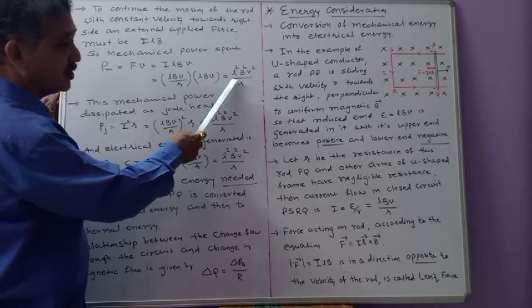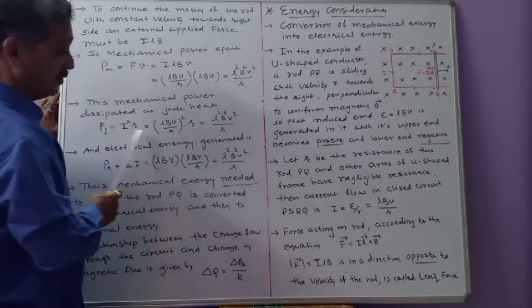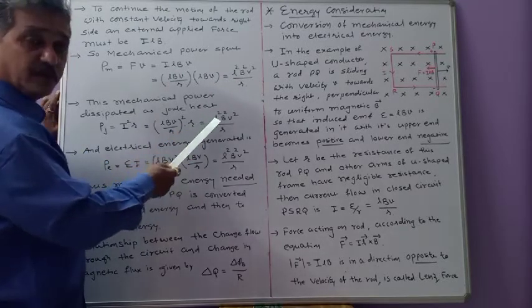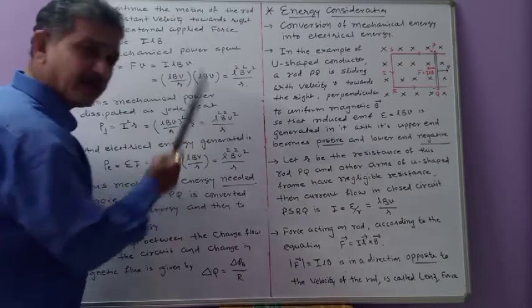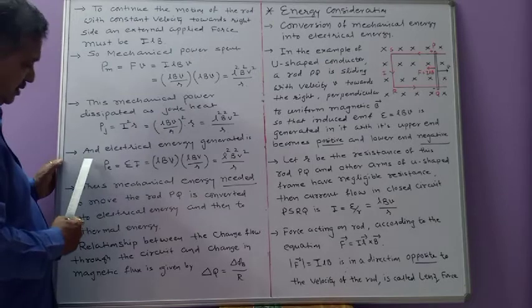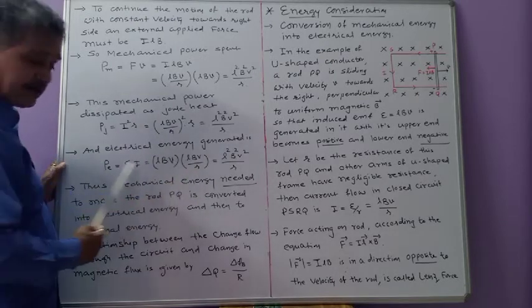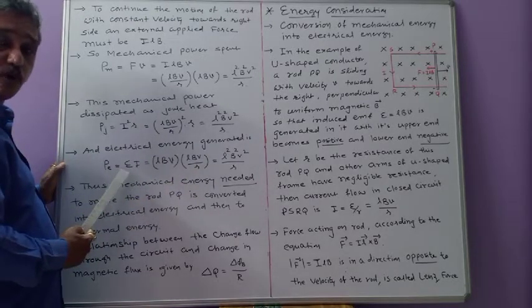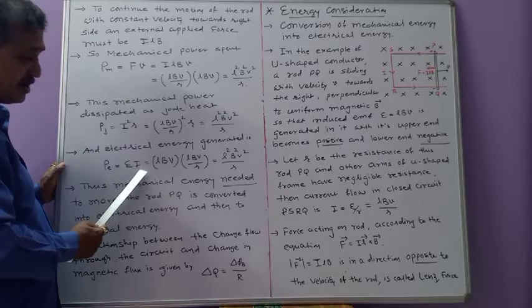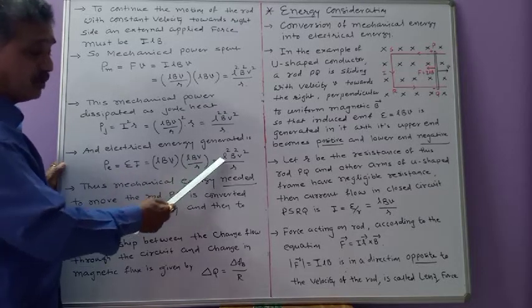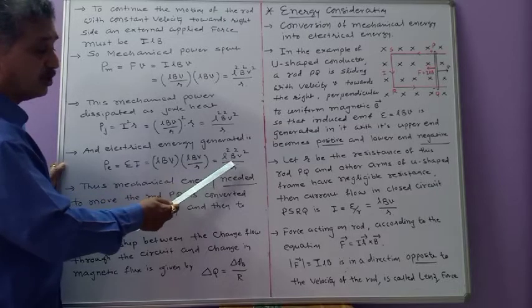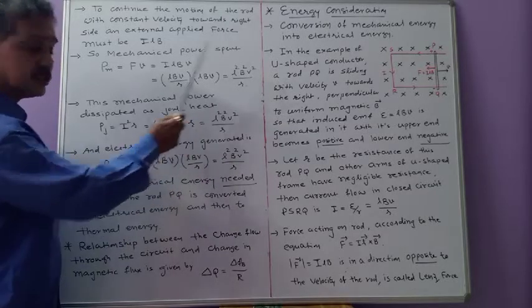It means the mechanical power spent by you has been dissipated in the form of heat energy, that is, dissipated in the form of thermal energy. But before that you can see the electrical energy generated. Electrical energy equals voltage into current, that is EMF into I. EMF is LBV, I is equal to LBV upon R. So again L square B square V square upon R. So these equations are the same.